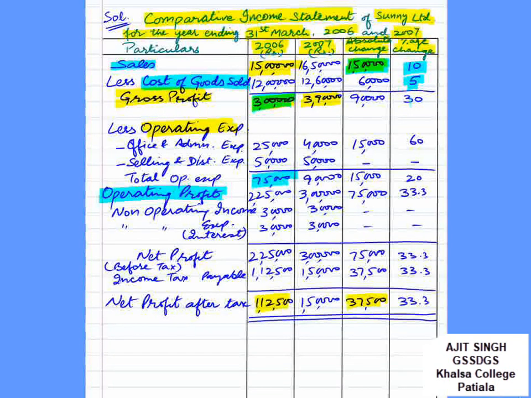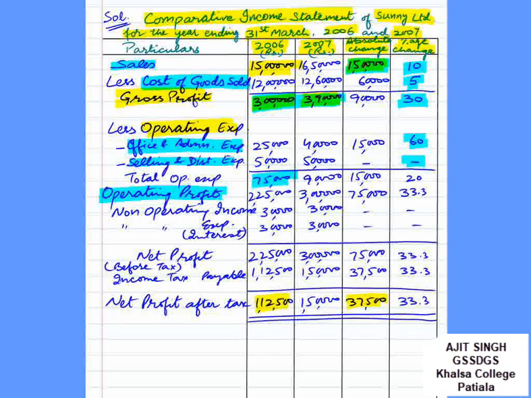This has resulted in increase in gross profit by 30%. That means firm has control over the cost of goods sold, that is direct costs, and firm has been able to gain a gross profit during the 2 years. In the first year it is 3 lakhs and in the subsequent year the gross profit is 3,90,000. So far as operating expenses are concerned, there is increase in office and administrative expenses by 60%, but selling and distribution expenses have not been changed at all.